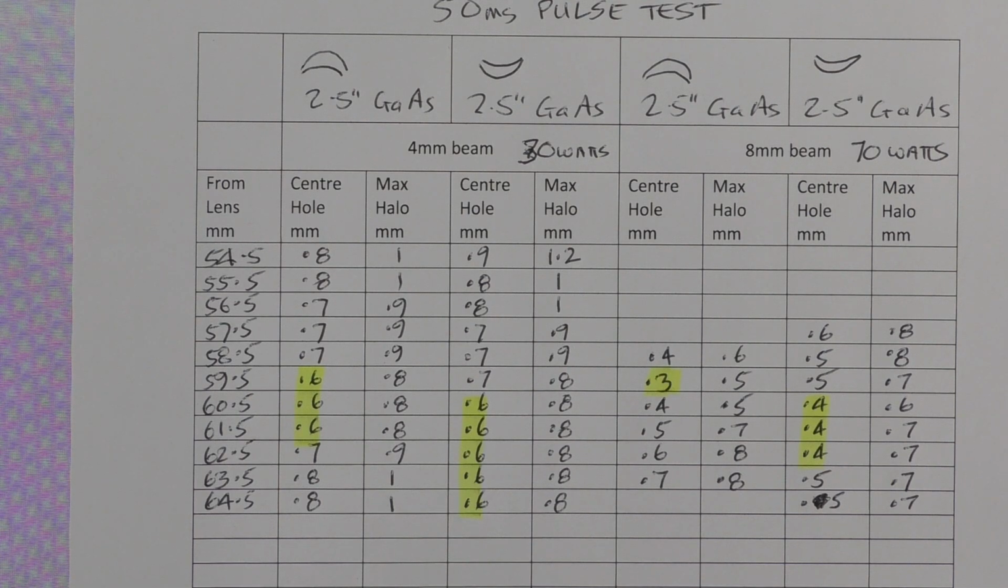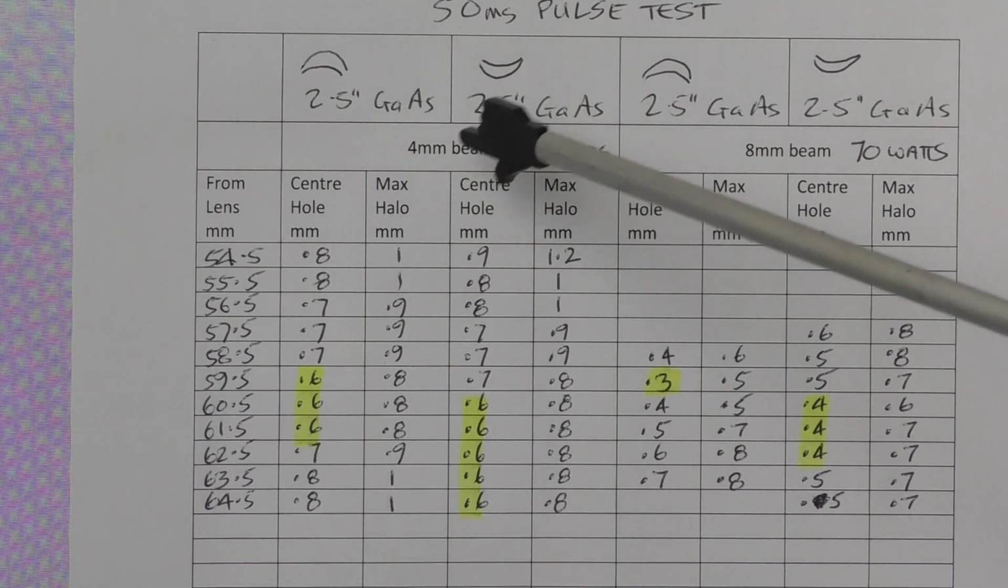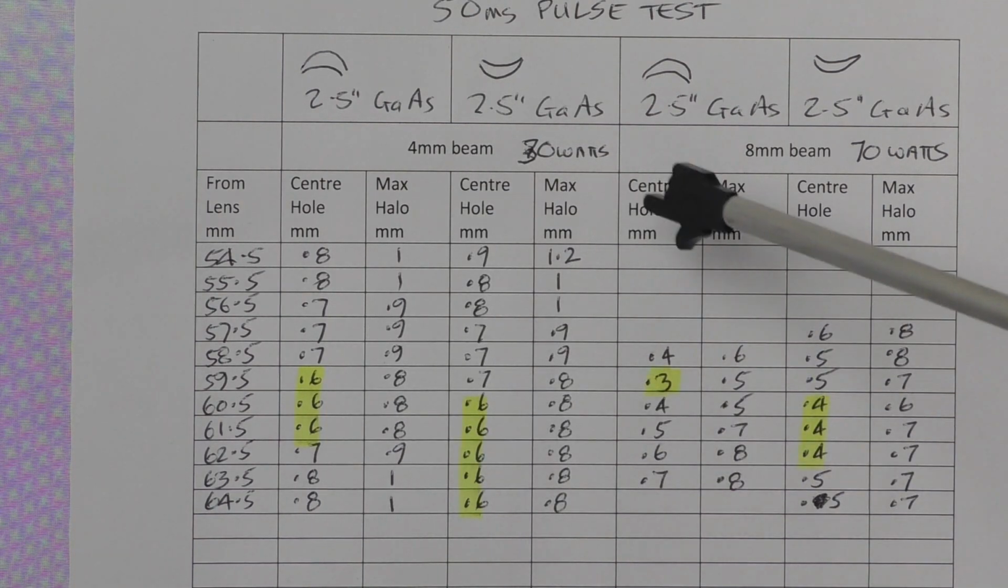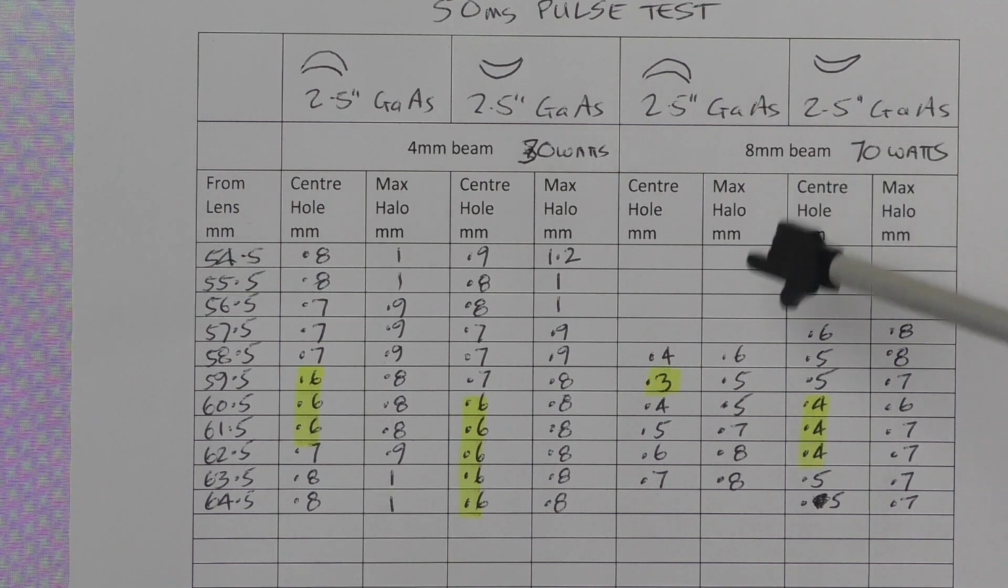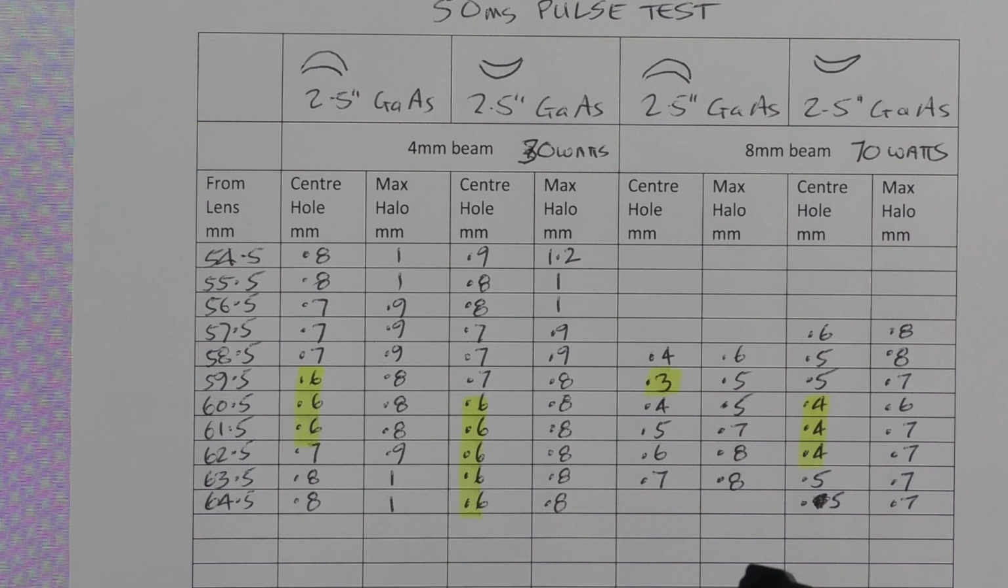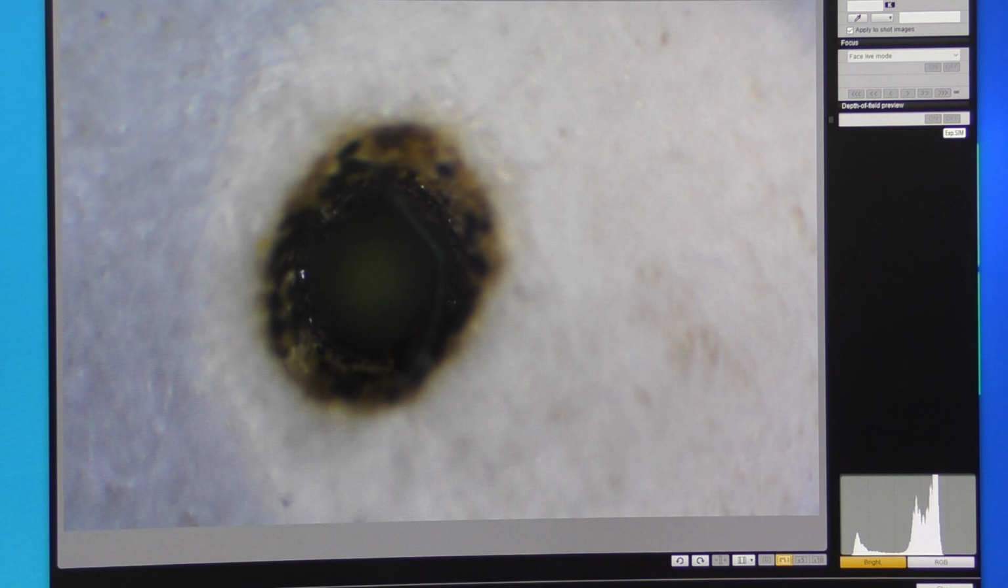According to all the theorists that have been contacting me, they're all telling me the same story, which is the bigger the beam, the tighter you'll be able to focus. Well, that's a fact that I've known for many years. We've got a 4mm beam here, which can only focus down to 0.6. And yet we've got an 8mm beam which can focus down to 0.3 and 0.4. 1-0 to the theorists.